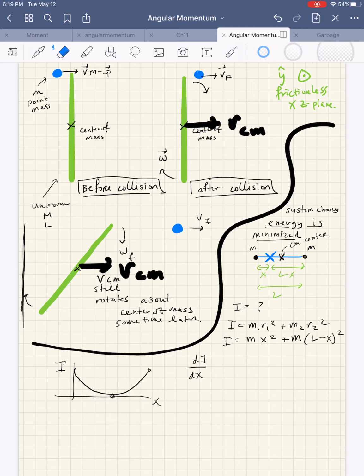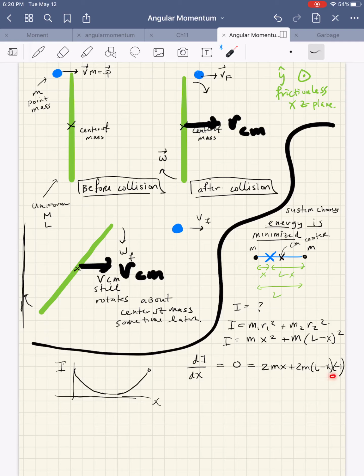Well, it doesn't exactly hit that 0 mark. But it experiences a minimum. So I know if I take a derivative of I with respect to x and set it equal to 0, I'm talking about a minimum. And where does that occur? Well, let's find out. The first derivative of the first term will give me 2mx. The second derivative will give me 2m(L minus x) times minus 1.